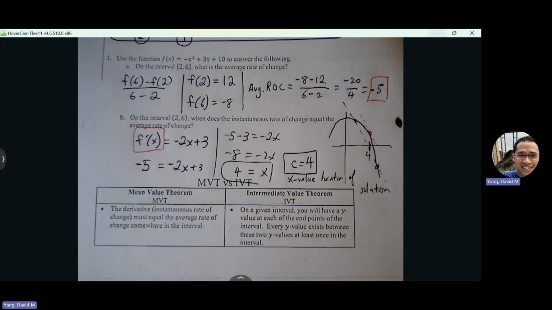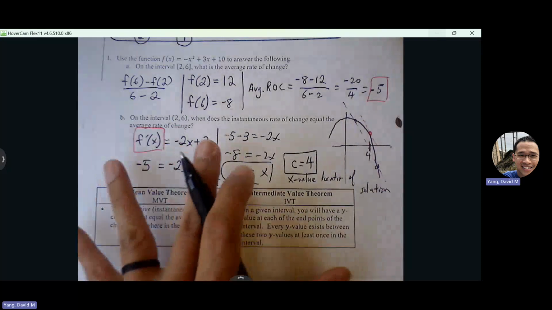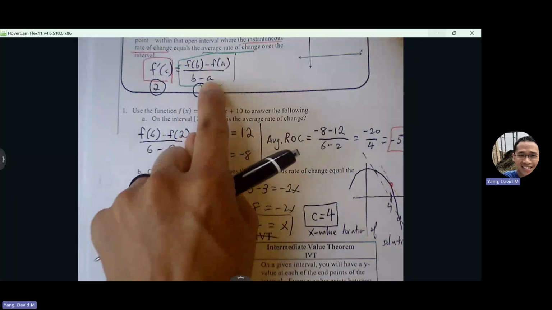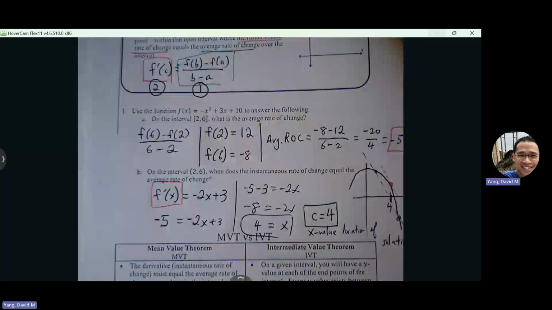So that's what we're going to do with all these problems here. It's multiple steps, but it is simply 2 things. Find the slope between the 2 endpoints, find the derivative, set them equal to each other, and then solve for x.